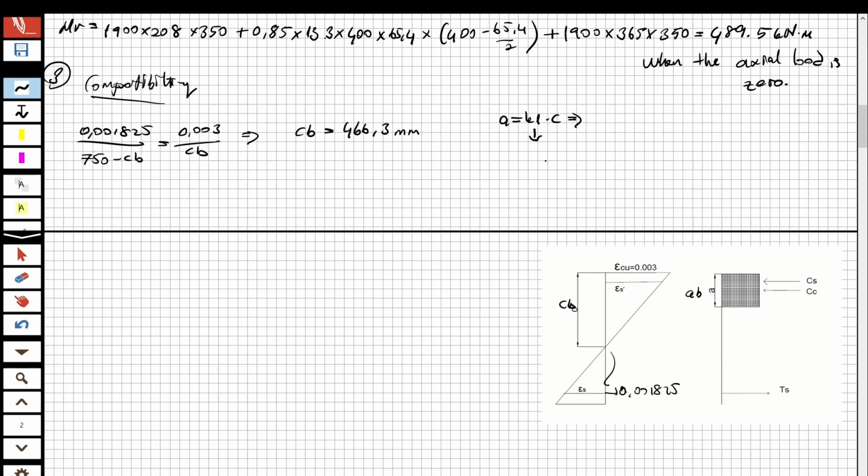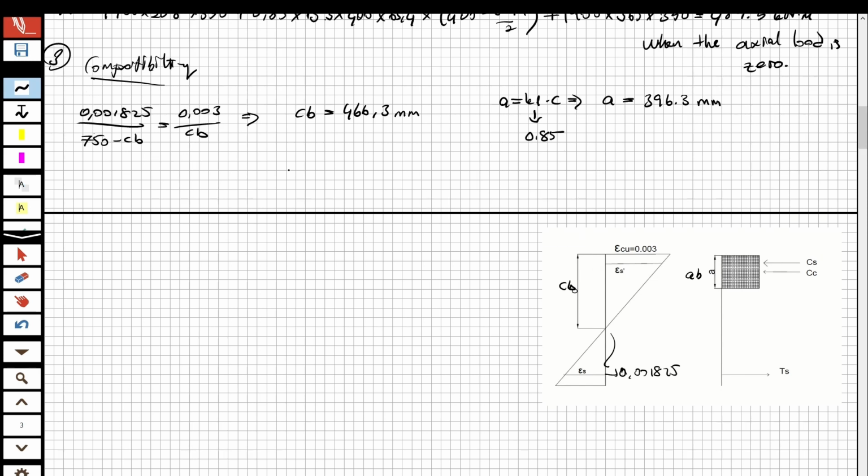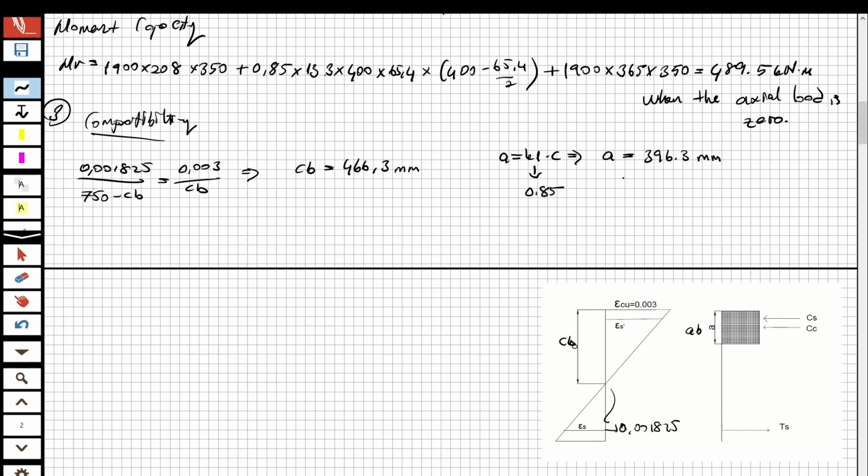And if you remember, A equal to K1 multiplied by C. K1 here is 0.85. And from this, I'm going to obtain A equal to 396.3 millimeter. And now I have obtained A and also CB. So this is going to be, sorry, this is going to be AB. Okay, this is AB.